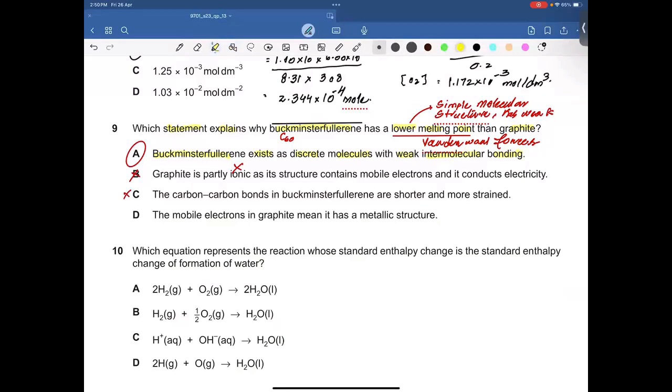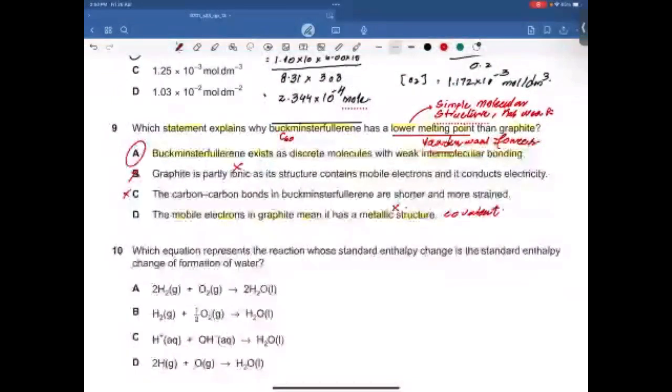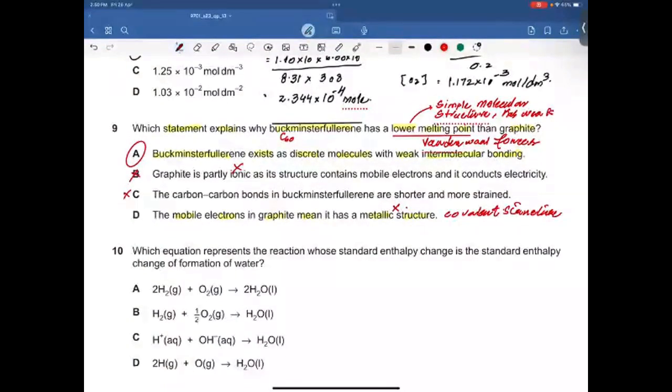Mobile electrons in graphite means it has a metallic structure. That's an insane statement because graphite exhibits covalent bonding. It has a giant covalent structure instead of metallic. Because graphite is an allotrope of carbon, it is not a metal. Obviously, D is also incorrect.